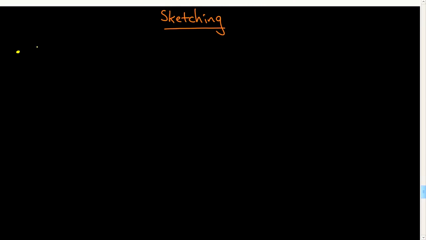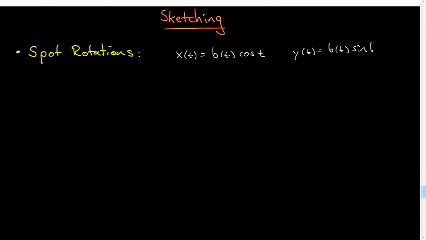First thing is to look for rotations. So I bold spot rotations. Anytime you see something like x of t is some b of t cosine t, and y of t is b of t sine t, then you see that in xy there's a rotation, and the radius is this b of t. Of course, it might not just be an xy, there might be a z component as well.